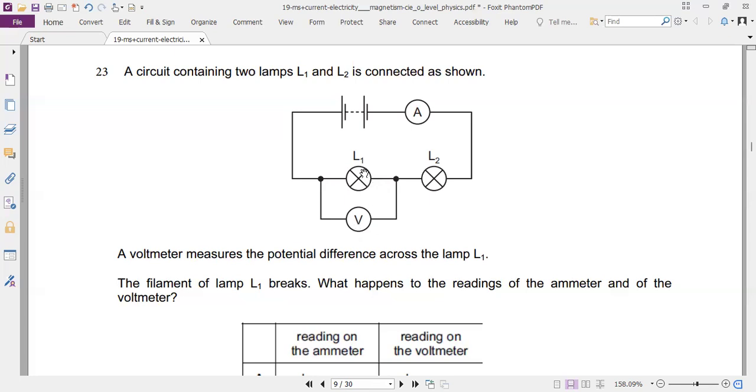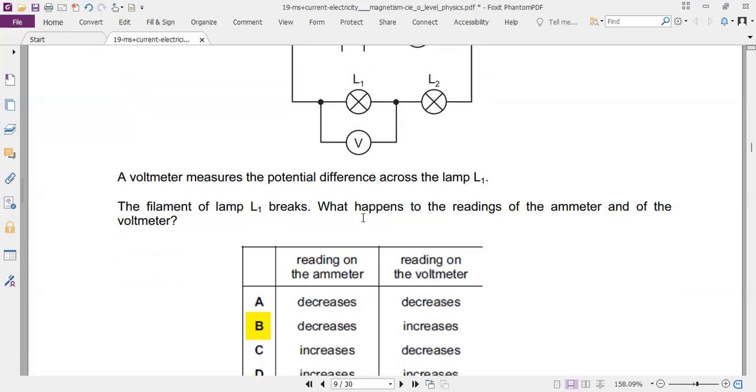Let's disconnect this one and see what it is. So when we don't have anything here, this voltmeter is connected to this voltage, which is the full voltage from the left side, and this voltage, which is the zero voltage from this side. So full voltage minus zero voltage gives you the full potential difference. So this reading will increase. Let's see what the choices are. So ammeter decreases, voltmeter increases. Correct.